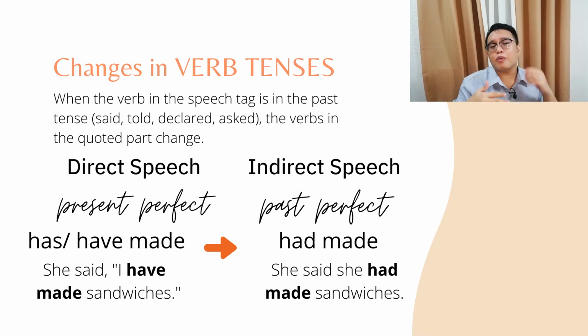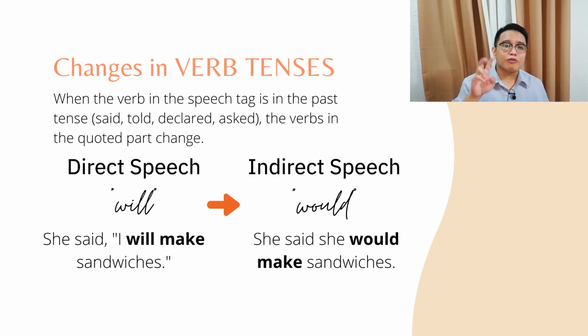Klaro na now, we go to our modal verbs, okay? So for example, if will ang gigamit, mahimo siyang, sa indirect speech, mahimo siyang would. So, she said, I will make sandwiches. Sa indirect speech, mahimo siyang, she said she would make sandwiches. Past tense, okay? So from will, mahimo siyang would. Napagitay lain, very easy ra gyud.